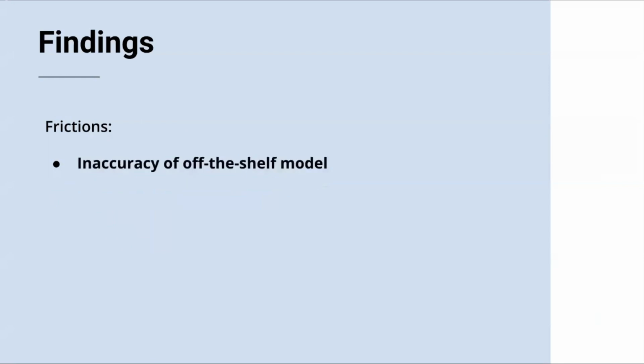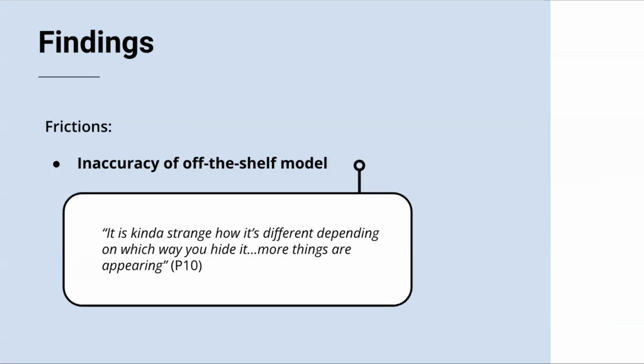First, we observed that all participants were sometimes misled or confused by captions generated by the off-the-shelf models. Inaccurate captions led to the most confusion when describing an obfuscated part of a photo. Participants found it surprising that the caption model attempted to identify blurred, blackout, or distorted areas as objects, and in doing so produced false positive object detections. P10 shared, "It is kind of strange how it's different depending on which way you hide it. More things are appearing."